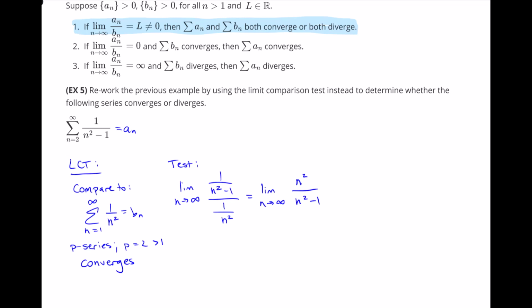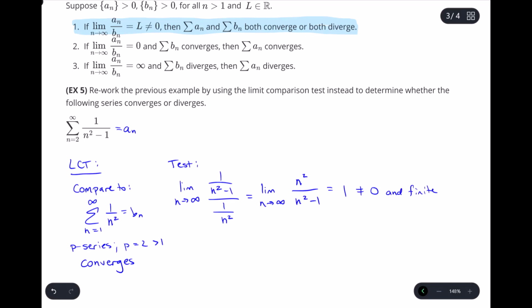Or you can also use the rules for infinite limits with respect to rational functions and know that the degrees are the same in the numerator and denominator, so therefore this would go to the ratio of the leading term coefficients, which is positive 1, and that's not equal to 0 or infinity. So the test passes. So therefore, a sub n also converges by the limit comparison test.